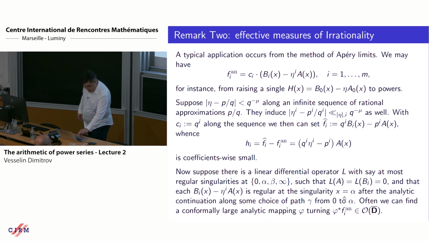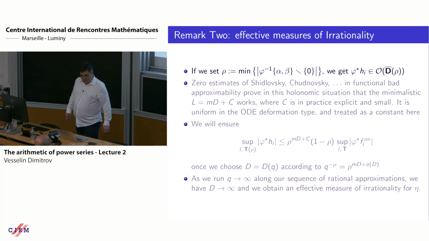And often in this situation, overconvergent could involve a choice of a path from 0 to alpha that ends up with a regular holomorphic branch at alpha. And in such a situation, we can often find a suitable conformally large analytic mapping phi. So here is how the bound in Yunqing's lecture follows.